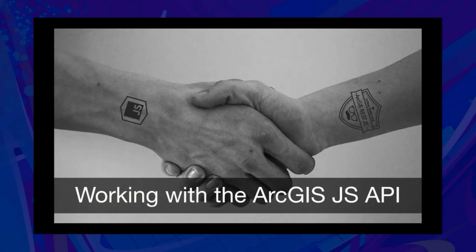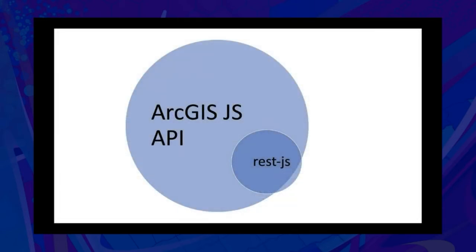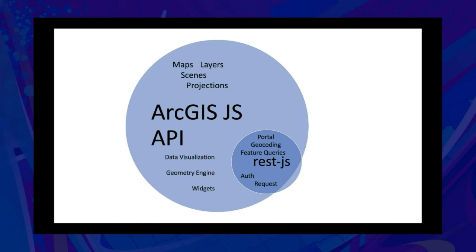So I want to talk about using REST.js in conjunction with the ArcGIS API for JavaScript. Dave talked about the differences between these two libraries, and the way that is helpful for me to think about it is as a Venn diagram. They have some shared functionality, and then they have much more functionality that exists only in the ArcGIS API for JavaScript, and as Dave said, stuff that we are never going to implement in REST.js.